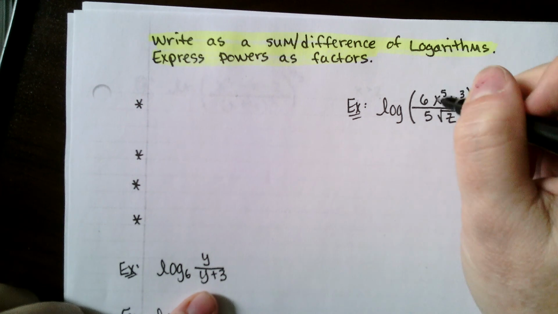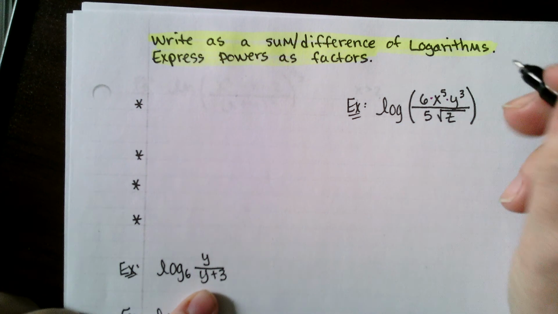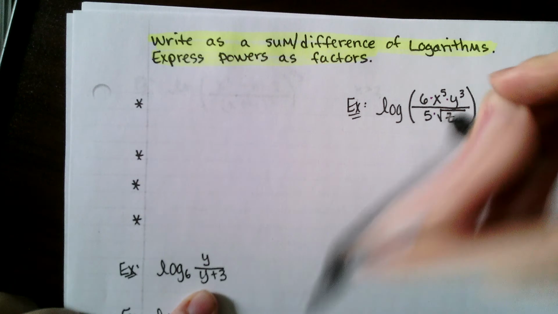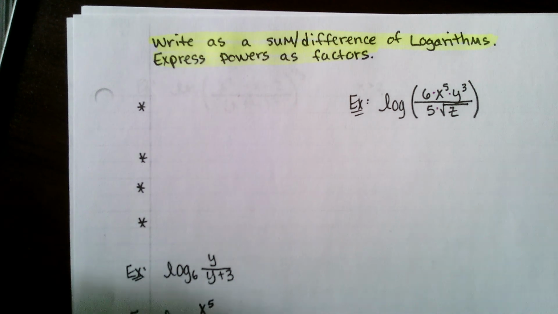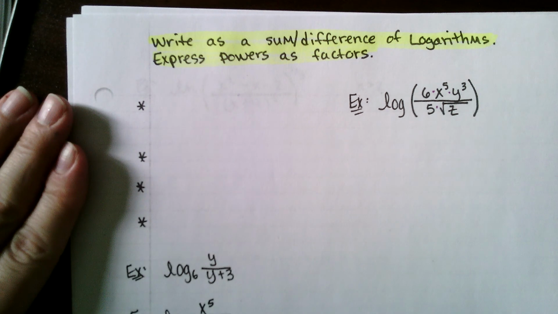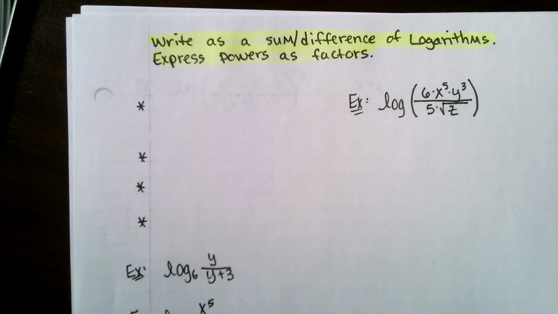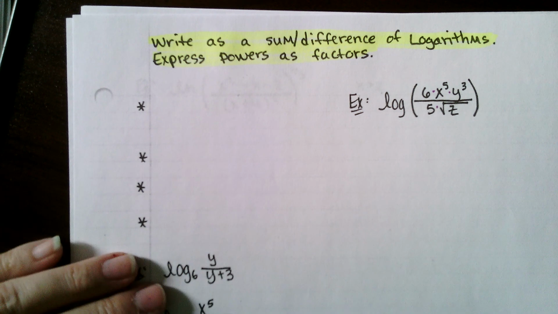So if I look at this, I have 6 times x to the 5th times y cubed in the numerator, and then 5 times the square root of z in the denominator. So I would consider that to have 3 factors or 3 roommates in the numerator or in the upstairs, and 2 factors or 2 roommates in the denominator. So the thing about these 5 roommates is that they want to move out into their own living spaces, but they do like the style of home. They just want to live in their own separate homes.